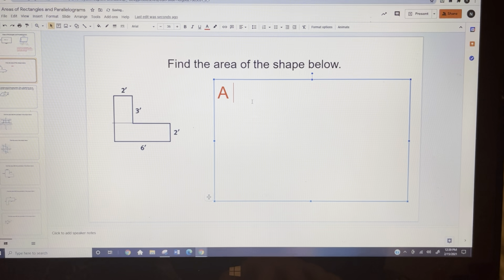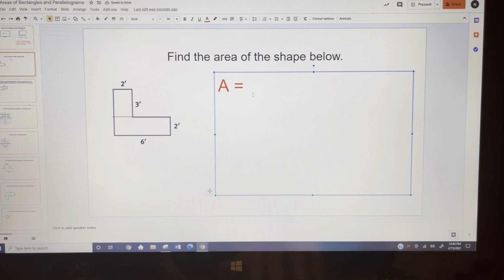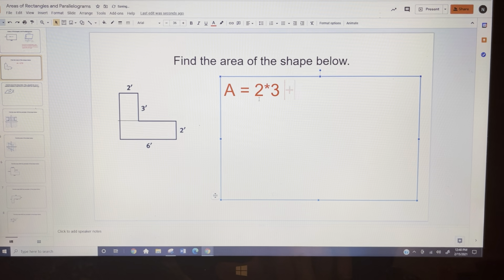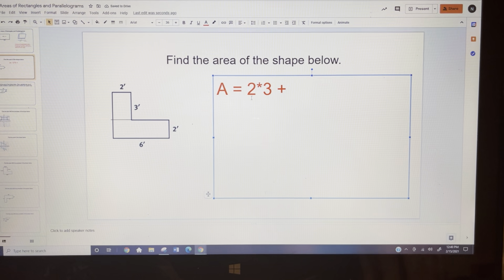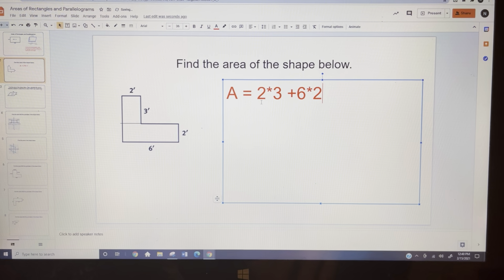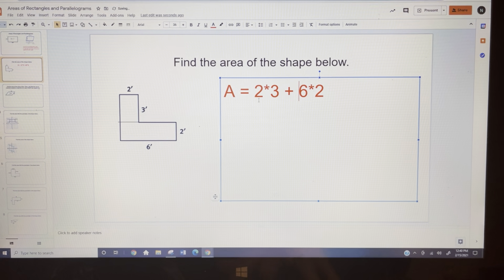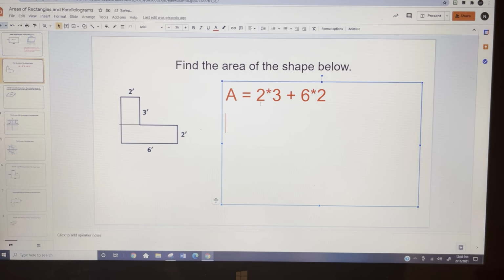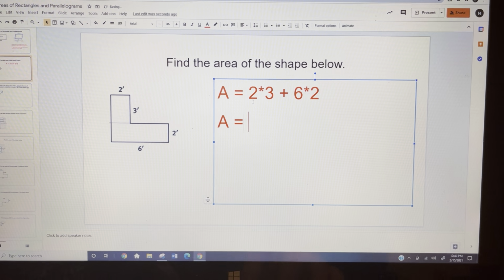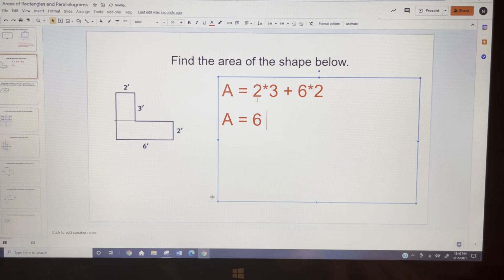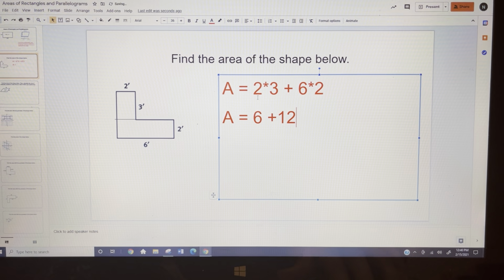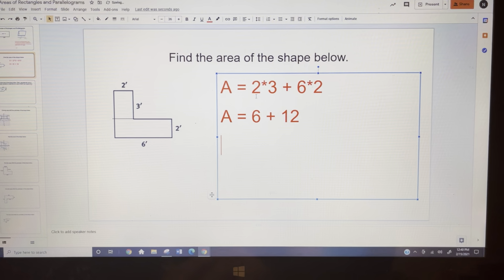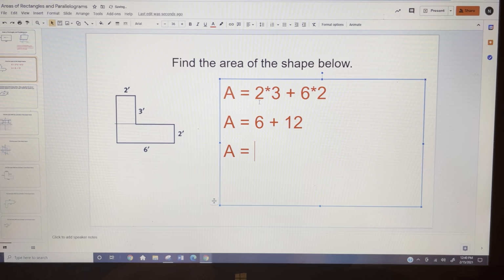The area formula for a rectangle is base times height or length times width. So I would do 2 times 3 for the top one, plus I need to add the area of the bottom one. The bottom one would be 6 times 2, or 2 times 6. It doesn't matter what order you put these in because when you multiply them together, it's going to give you the same answer. So 2 times 3 is 6, 6 times 2 is 12, which makes the area of the entire thing 18.